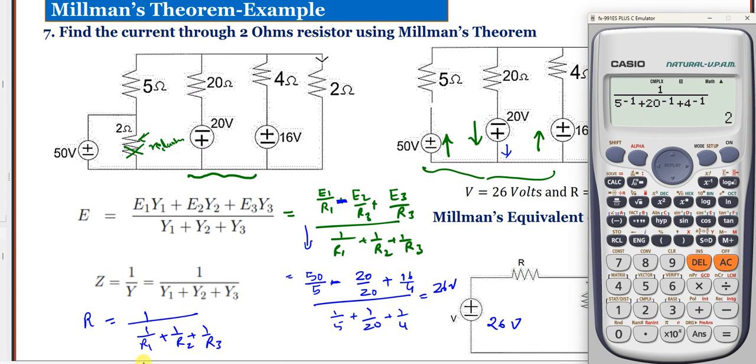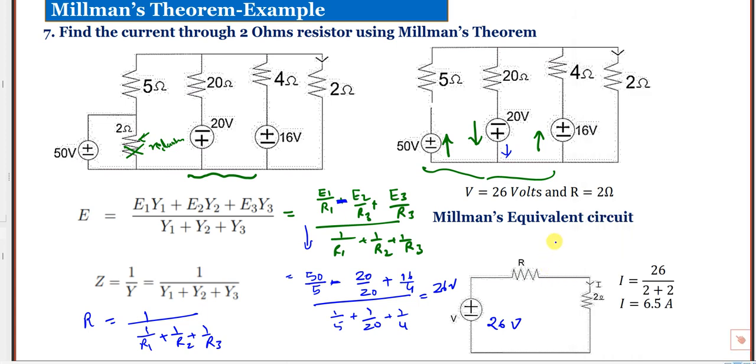5 inverse means 1 by 5, 20 inverse means 1 by 20, 4 inverse means 1 by 4, and then take the reciprocal of the sum of these three. So you'll get 2 ohms, and your answer is correct. We got E equal to 26 volts and R equal to 2 ohms.